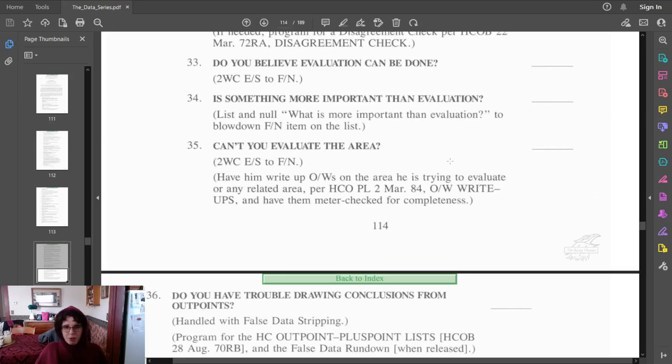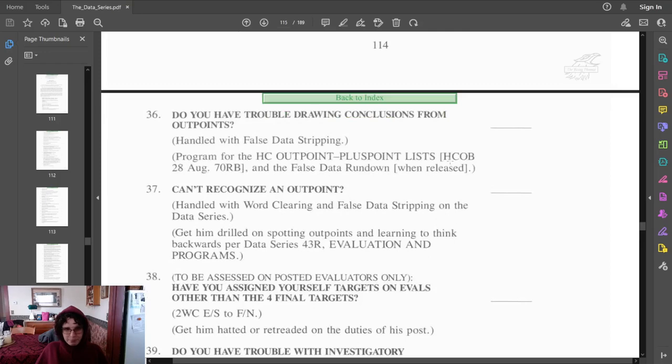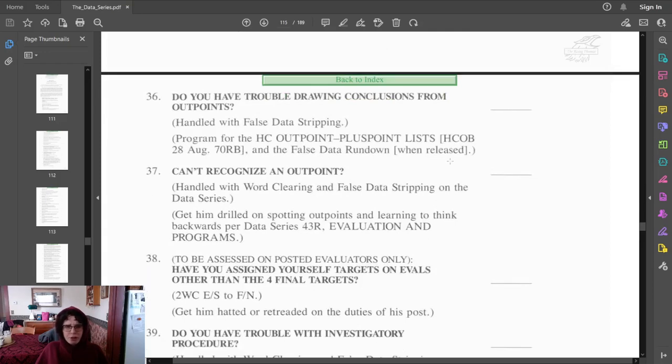Have him write up overts and withholds on the area he's trying to evaluate or any related area per the policy OW write-ups and have them meter checked for completeness. Do you have trouble drawing conclusions from outpoints? Handled with false data stripping. Program for the HC outpoint plus point lists and the false data rundown when released.